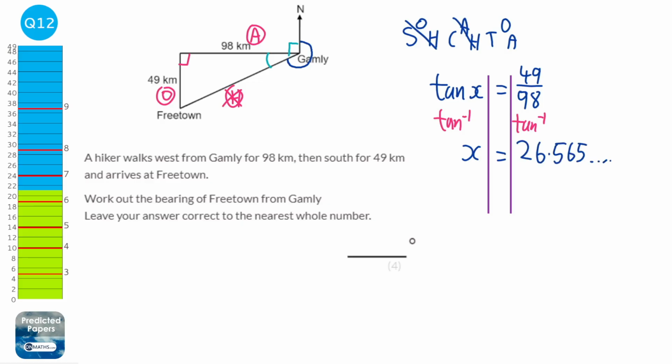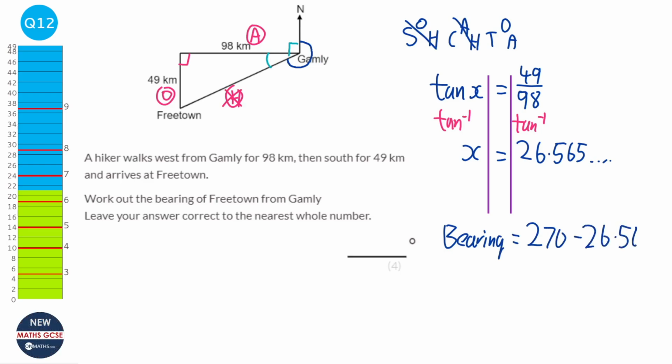26.565... Okay, so we know that the whole of the way around up until this point is 270 because we've got this 90 degree left. So what I'm going to do now is we're just going to work out the bearing. So bearing, we're just going to do 270, take away the 26.565... And that gives us 243.434... It says it wants it to the nearest whole number, so that's going to be 243.